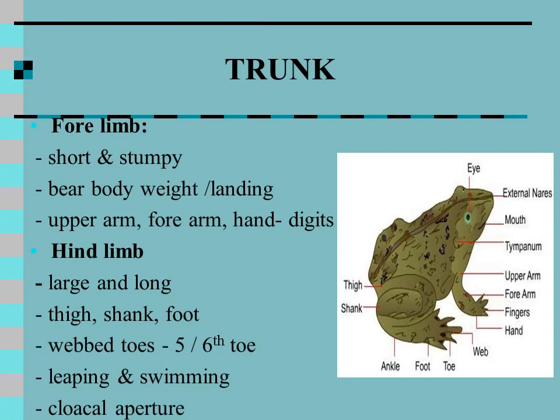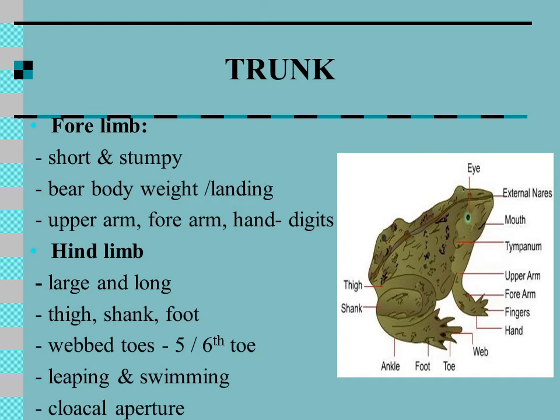The hind limb is just the opposite of the forelimb. The forelimb is short and stubby, but here it is large and long. The divisions of the hind limb are thigh, shank and foot. The beginning is the thigh, the middle is the shank and the end is the foot. Here there are 5 webbed toes. Can you see the web? One membrane is connecting these fingers, and that is known as a web.